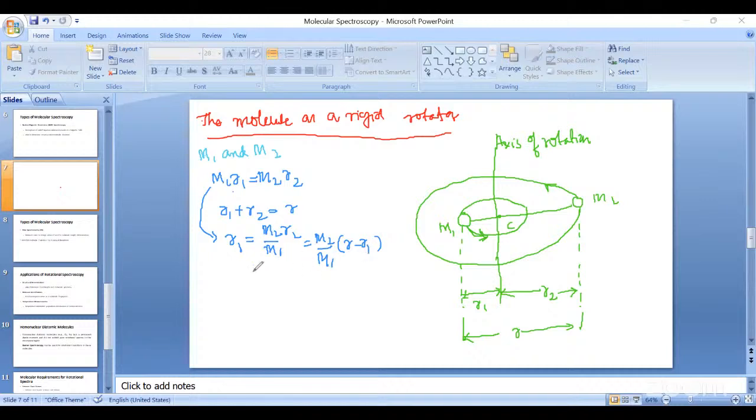So this again we can write as R1 into 1 plus M2 by M1, which is equal to M2 by M1 into R. Okay. So therefore, R1 we can write it as, if you take this side, M2 by M1 plus M2 into R. So we are going to get R1 is equal to M2 by M1 plus M2 into R. Similarly, the value of R2 also we can get.